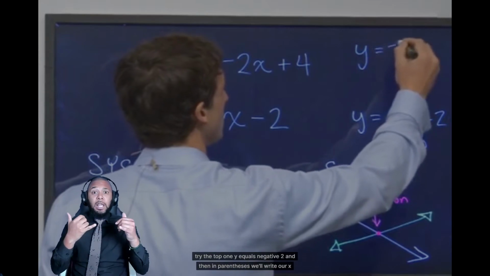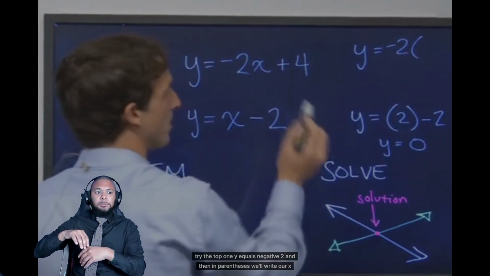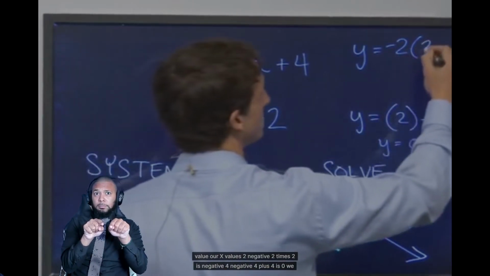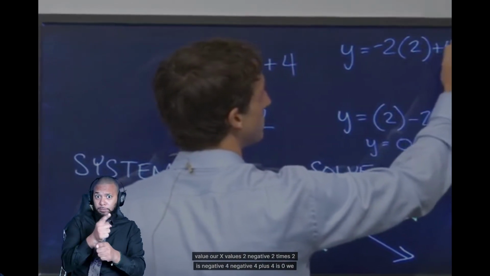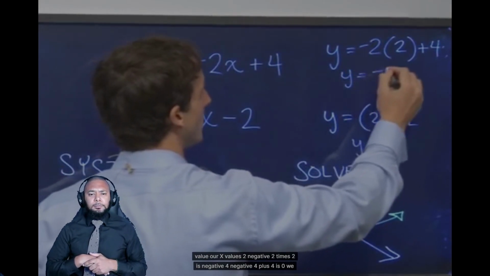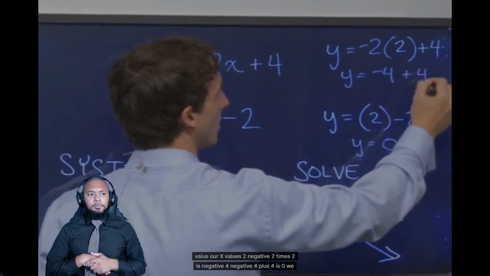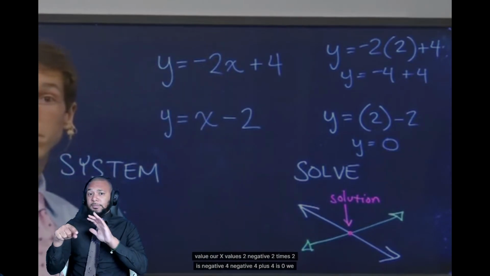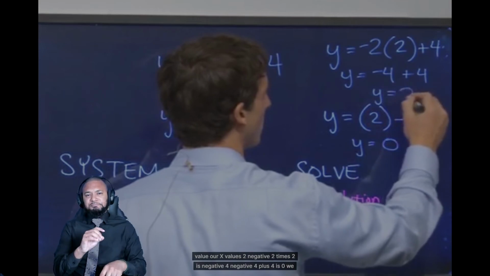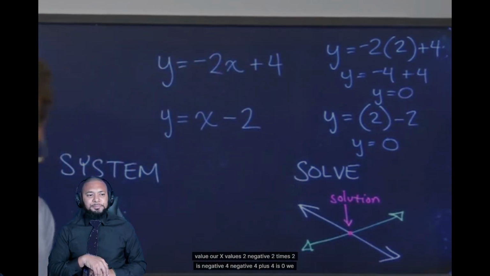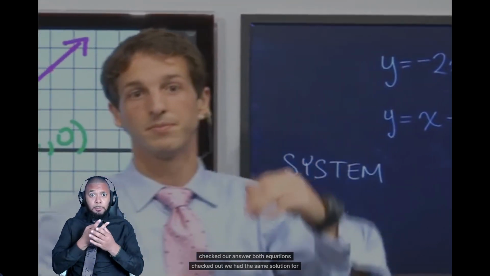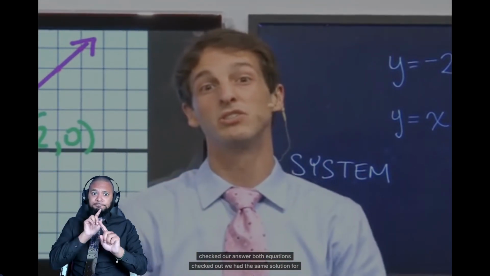Y equals negative 2, and then in parentheses we'll write our x value. Our x value is 2. Negative 2 times 2 is negative 4. Negative 4 plus 4 is 0. We checked our answer. Both equations checked out. We had the same solution for each one.